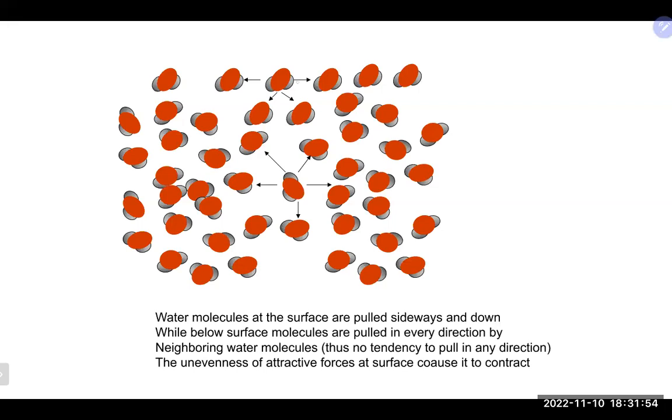Again, our water molecules here at the surface feel that attractive force to the right and the left. That's going to expand that surface and create a really nice surface tension, as opposed to our molecule in the center that feels that attractive force all around it.